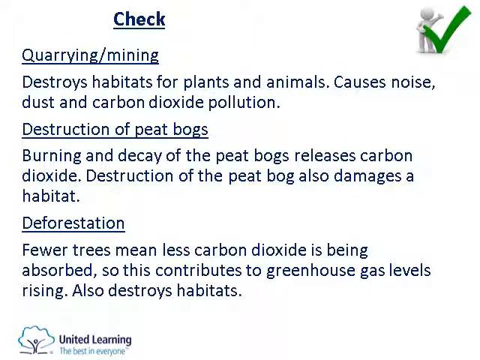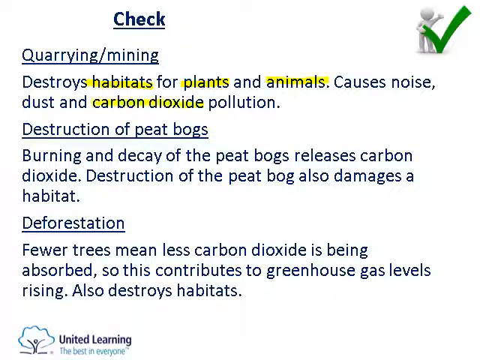So the first one's a picture of a quarry, and effectively if you're digging a big hole in the ground then you're destroying habitats for plants and animals. So make sure you're using the keywords from this topic, talk about habitats and refer to the living things which are being impacted, the plants and the animals.